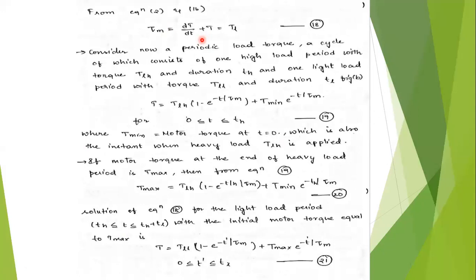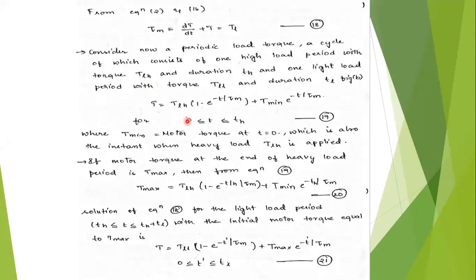Okay, so now I am considering a periodic load torque. It is having two load periods. First one is the high load one and second one is the light load one. A cycle consists of one high load period and one light load period. Okay, the high load period is termed as TLH and the minimum light load period is TLL, and the duration of both is TL.